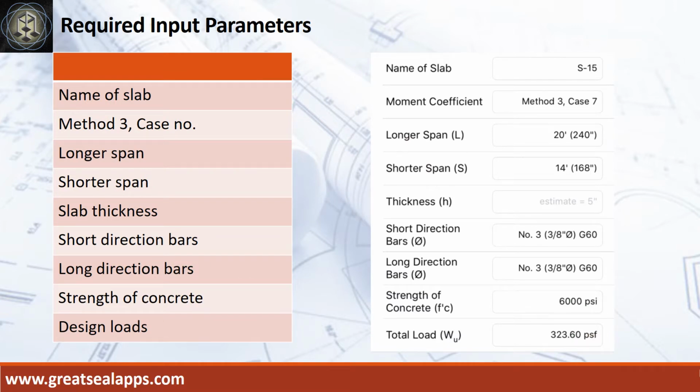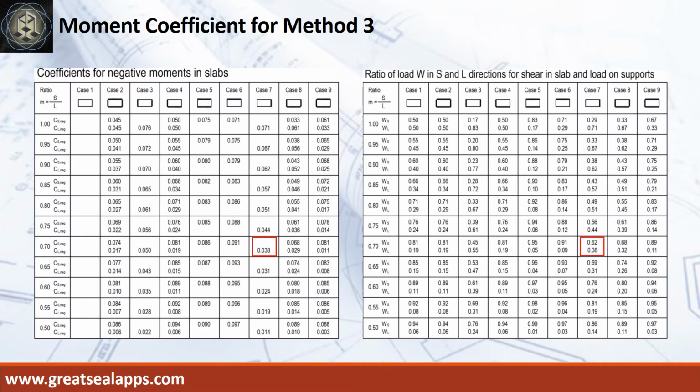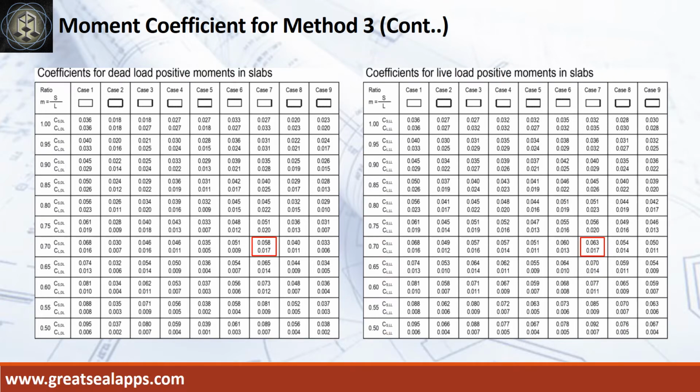Name of slab S15, case 7, panel design, longer span 20 feet, shorter span 14 feet, slab thickness 5 inches, main bars 3/8-inch diameter at grade 60, strength of concrete 6000 psi, and total load 323.6 psf. Use case 7 at m equals 0.7. Refer coefficients for negative moments and shear computations. Use case 7 at m equals 0.7. Refer coefficients for dead load and live load positive moments.